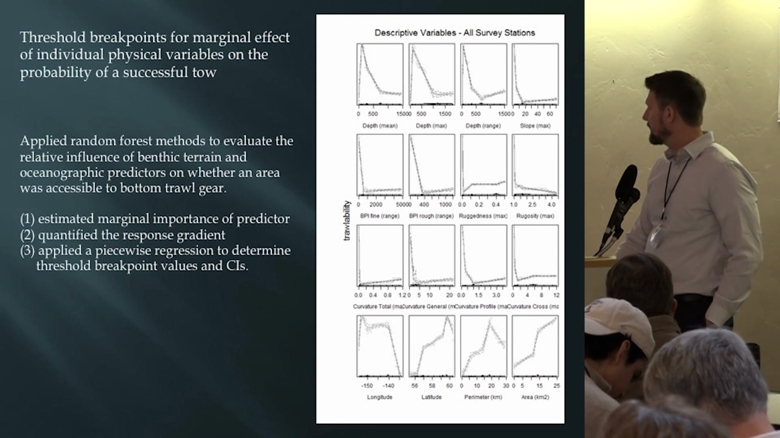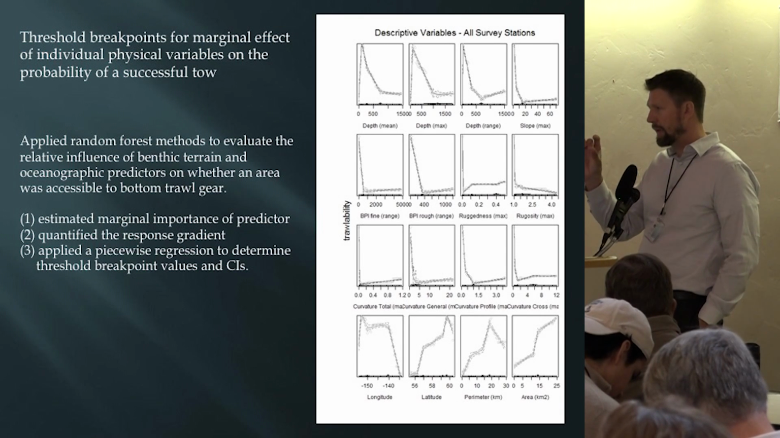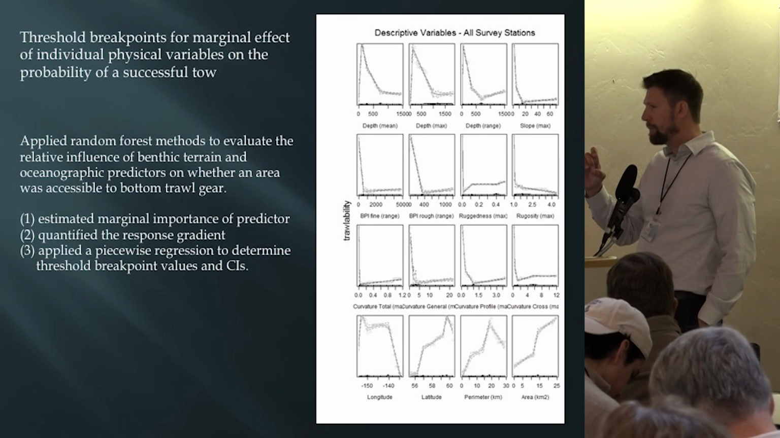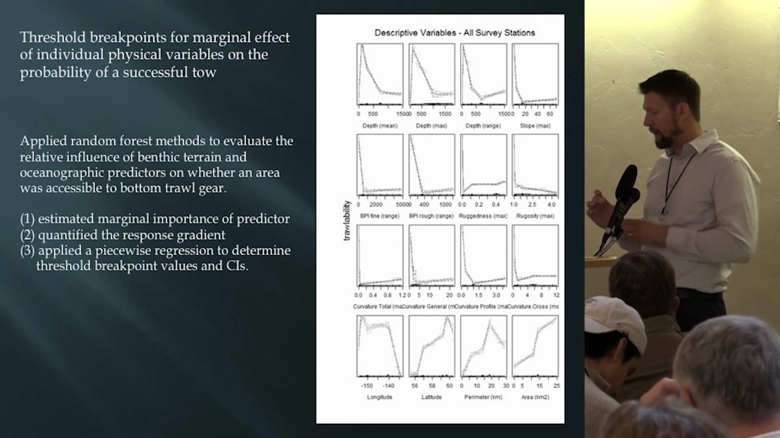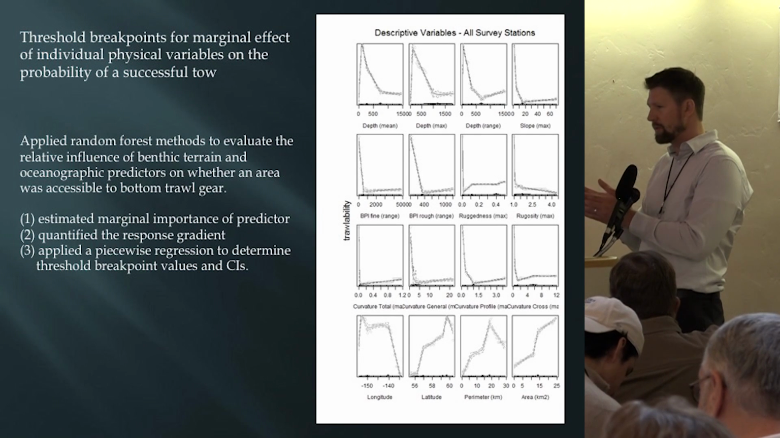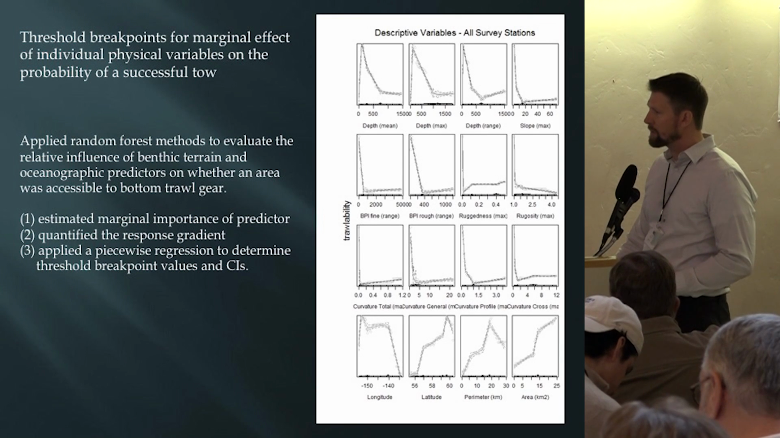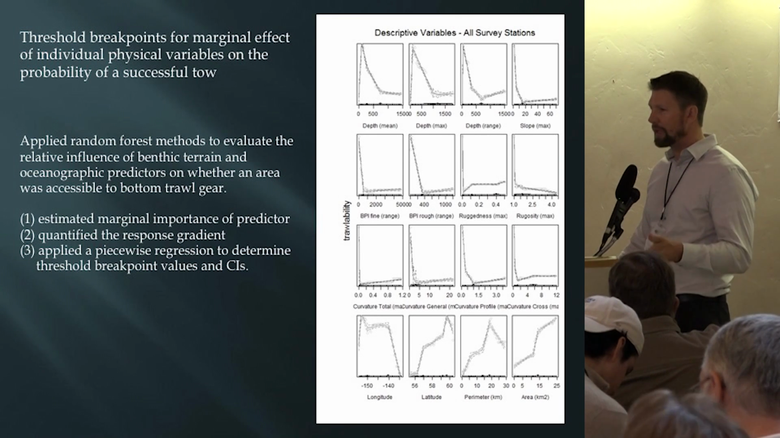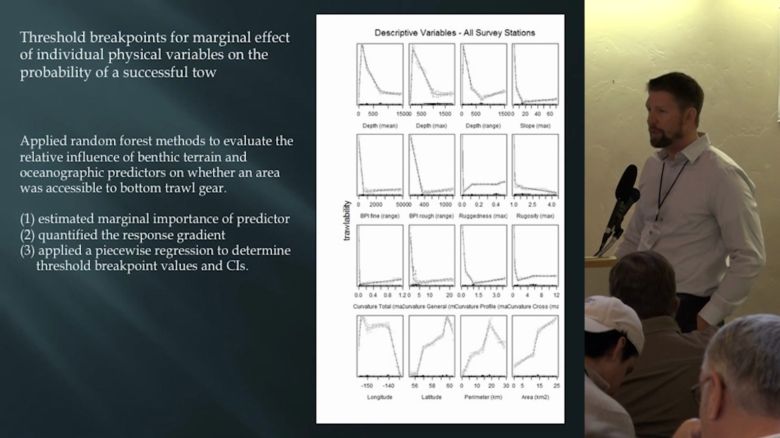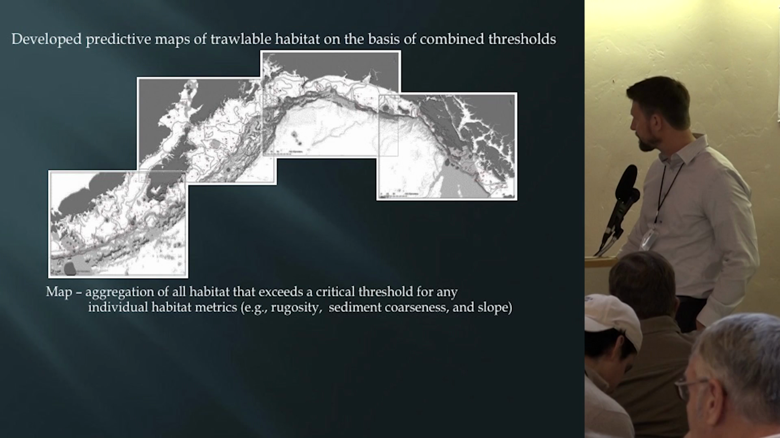Then we also looked at the perimeter and the area of the survey station, because even though we have a fixed grid, where a square station is intersected by a survey line, that square becomes somewhat reduced. We wanted to account for the fact that not all survey stations are the same size, and you're more likely to not find a place where you can put a bottom trawl net down if you have a smaller area to work with.